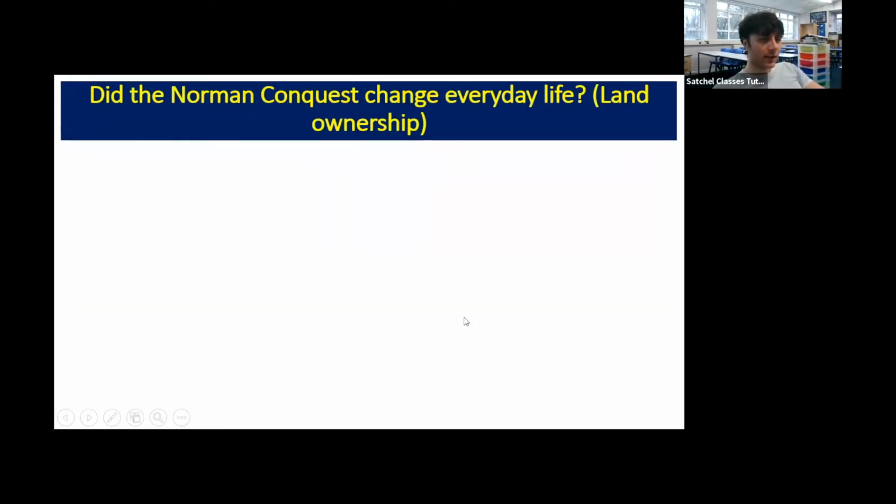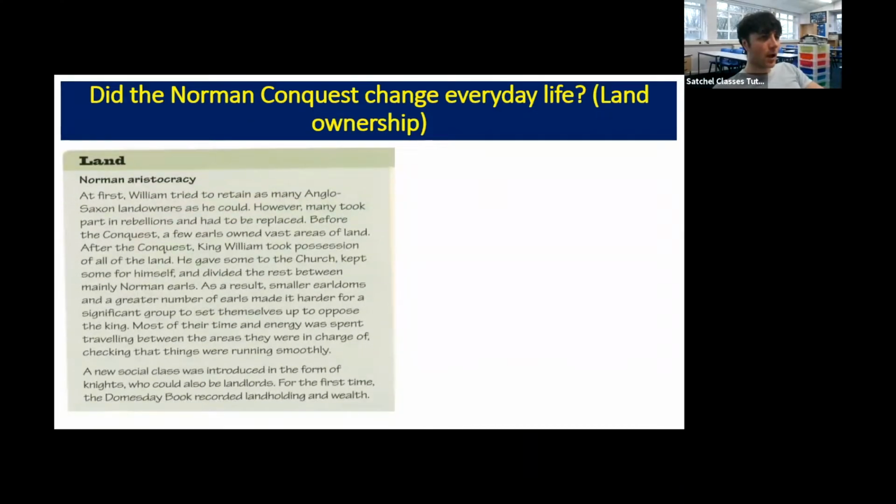Okay, so let's look at how the Normans changed land ownership. I'll just give you a few moments to read this, and then we'll talk through it.